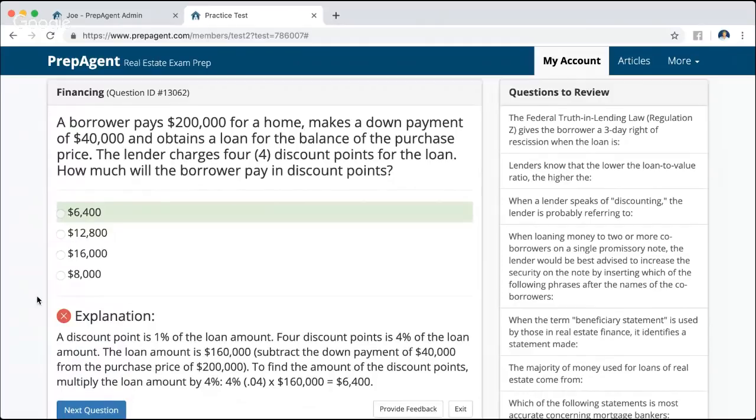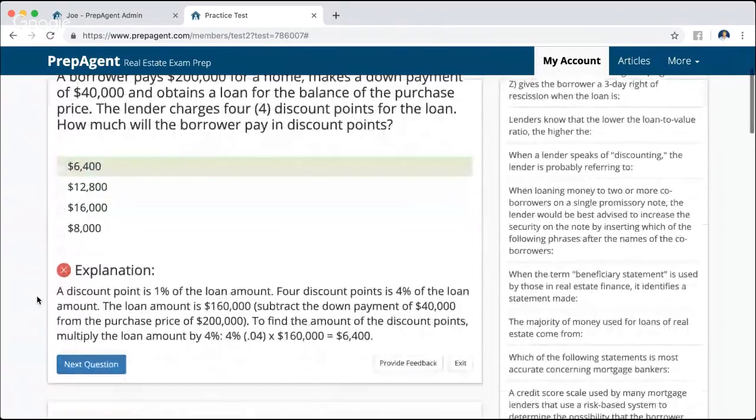Because you remember, a point is a percentage of the loan amount. If they pay $200,000 for a home and they put down $40,000, that means they're only borrowing $160,000. And 4% of that would be 6,400.